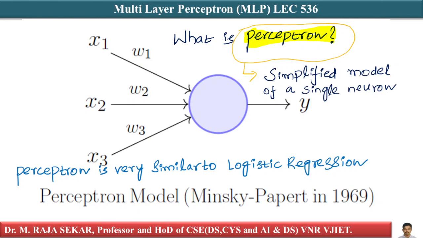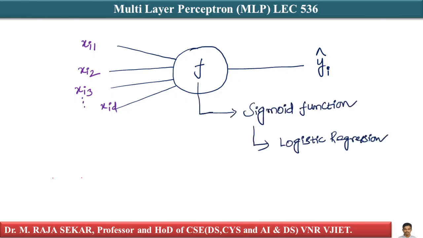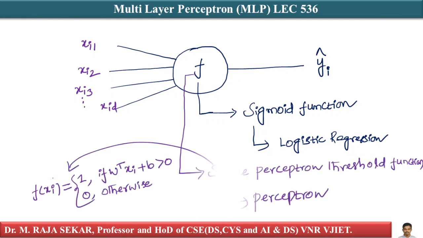So people asked, what does a single neuron look like? We have a bunch of inputs: xi1, xi2, and so on, xid. You have an output, yi cap. This is what a simple perceptron is. There is a function here, an activation function. If it is a sigmoid function, you get logistic regression. If it is a simple thresholding function, you get a perceptron. It is a single neuron model.